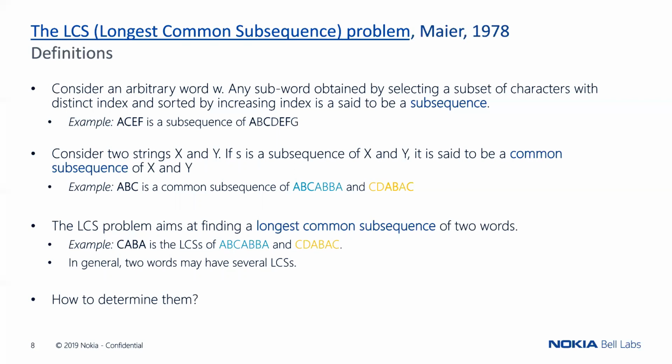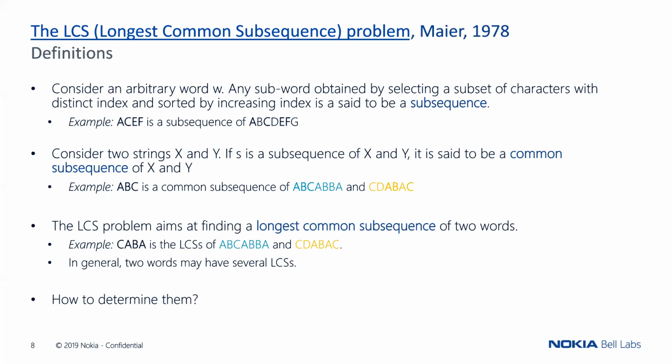So now what is a common subsequence? It's easy. You consider two strings, for example, ABCABBA and CBABAC, in blue and orange. And a common subsequence is just a string that is in the intersection of the subsequences of those two input strings. So for example, ABC, as you can see, is a subsequence of ABCABBA, and a subsequence of CBABAC.